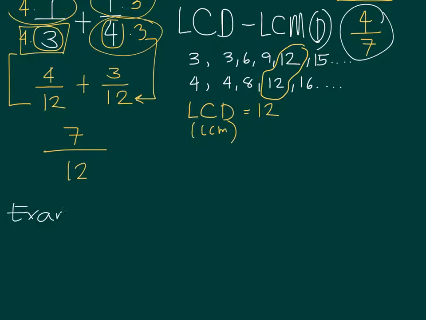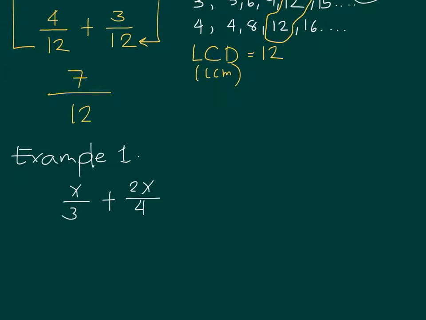Example 1. Suppose I want to add x over 3 and 2x over 4. Okay, so you can think of this as 1/3 x and 2/4 of x. That's another way of writing x over 3 plus 2x over 4. It's 1/3 x plus 2/4 x.